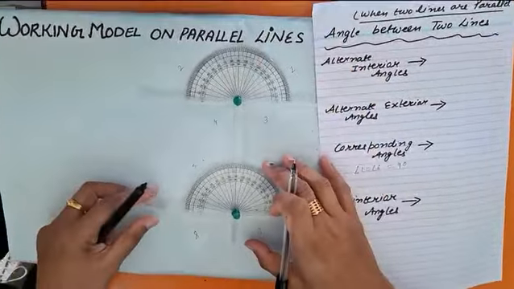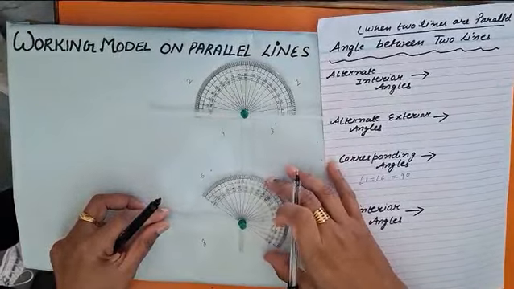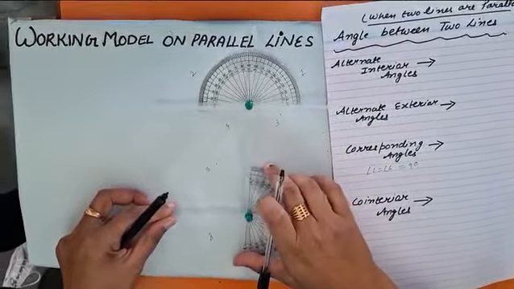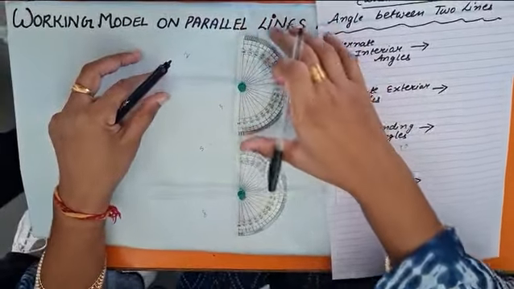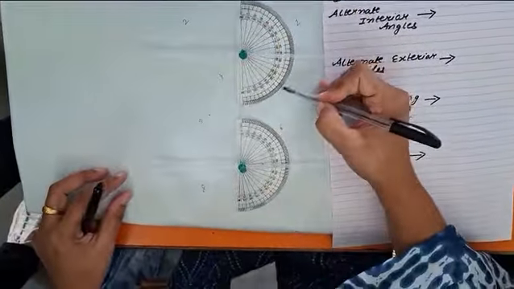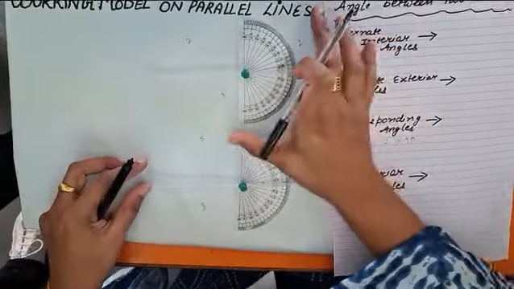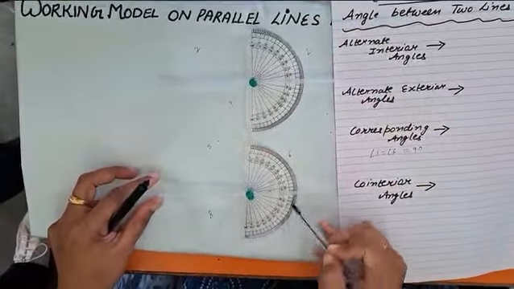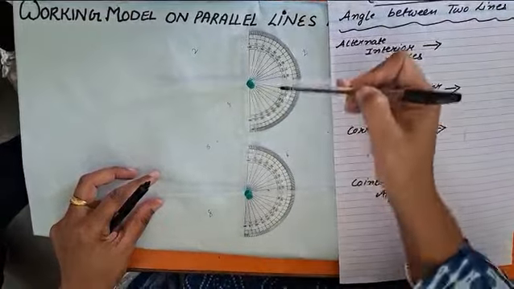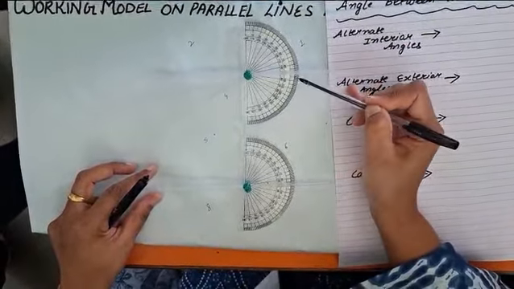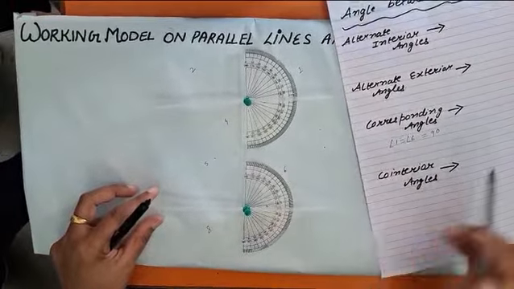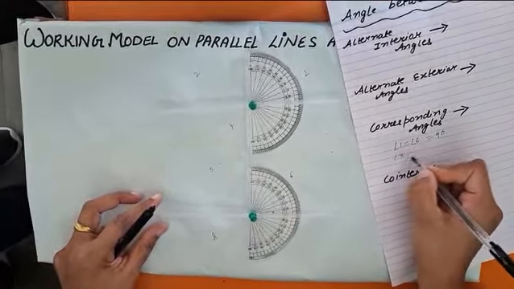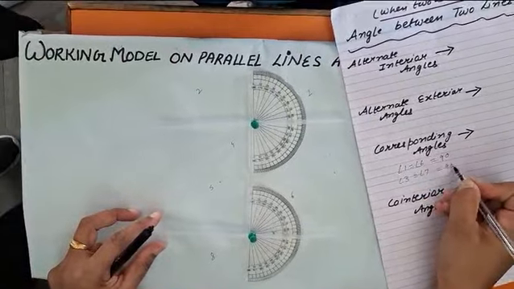Let's discuss another corresponding angle. If we check on different angles, now you can observe, beta, this angle 3 and this angle 7. See what is the measure? 90, 90. Right? So angle 3 and angle 7 are 90.